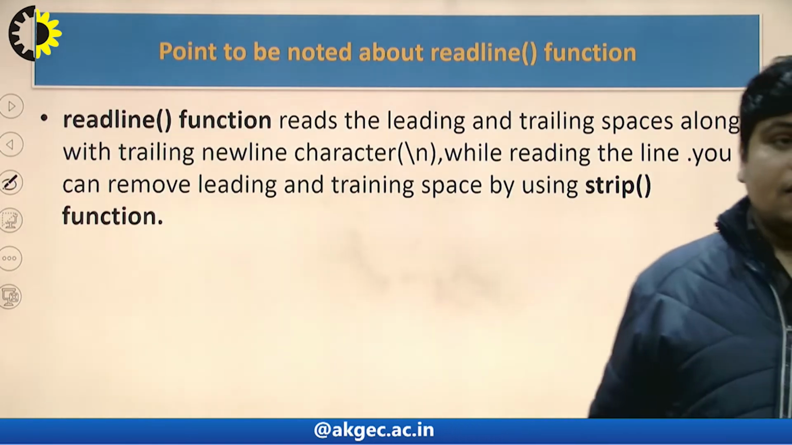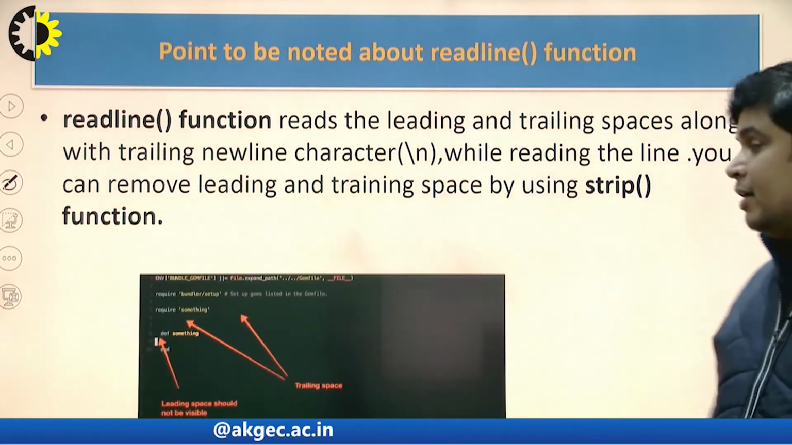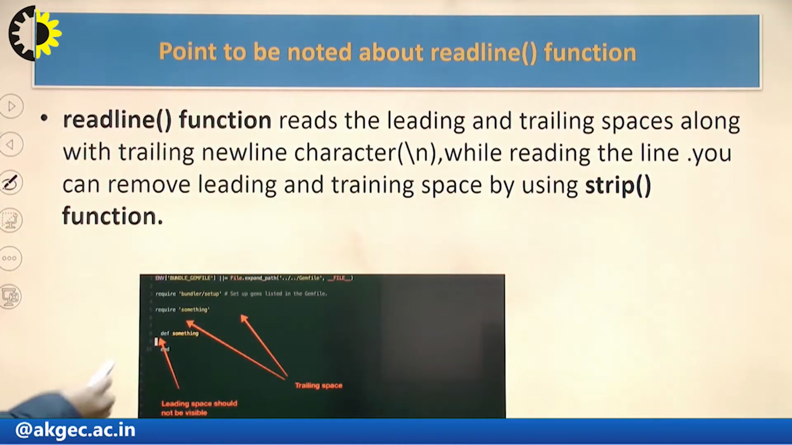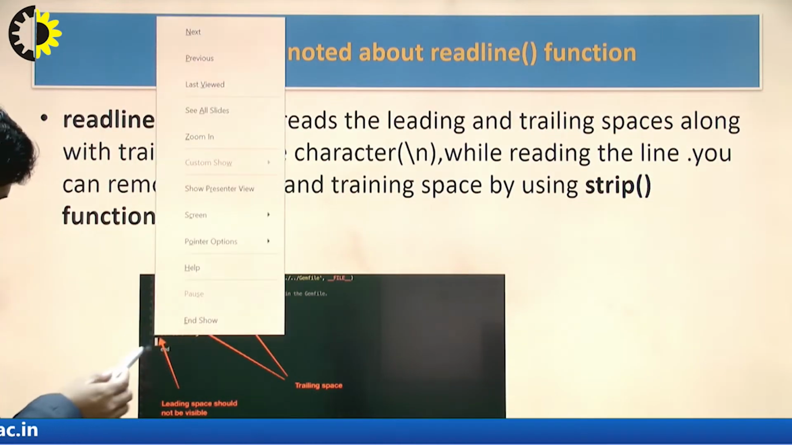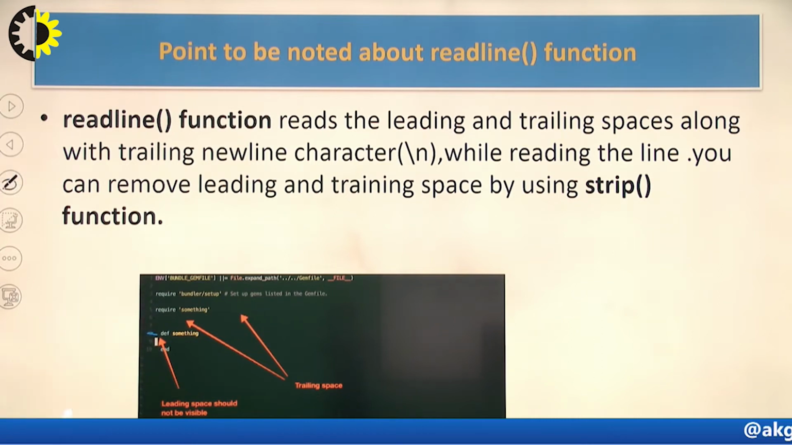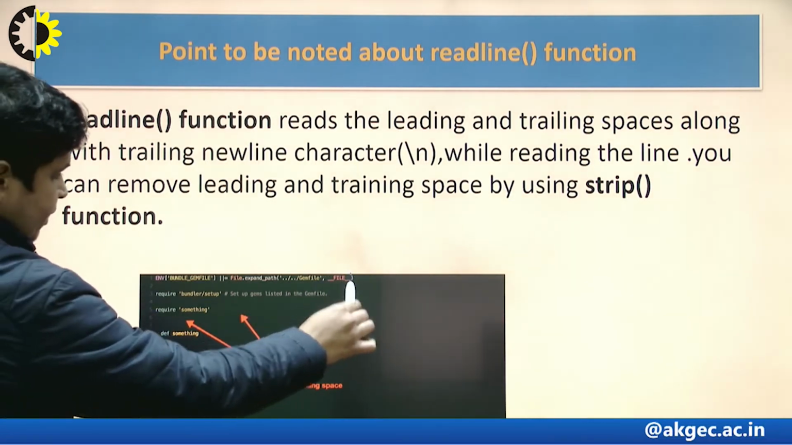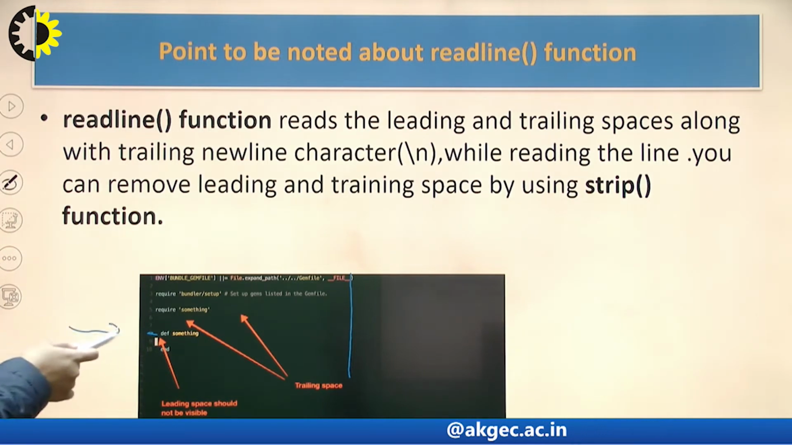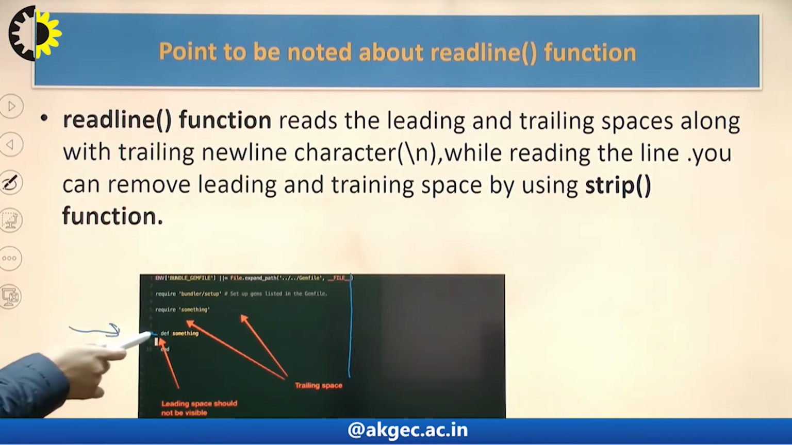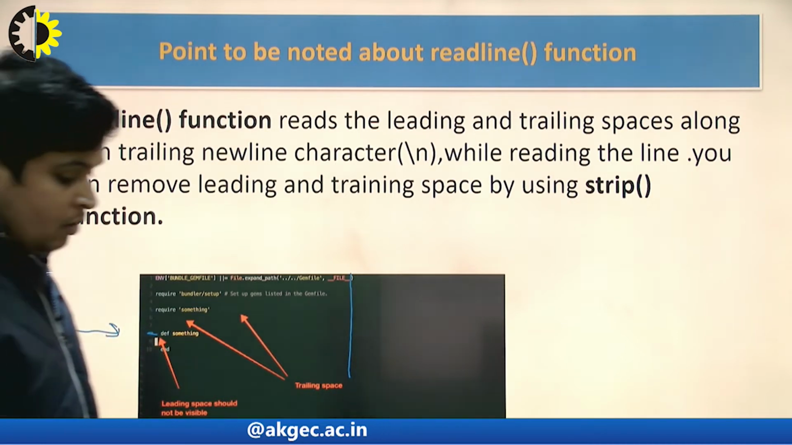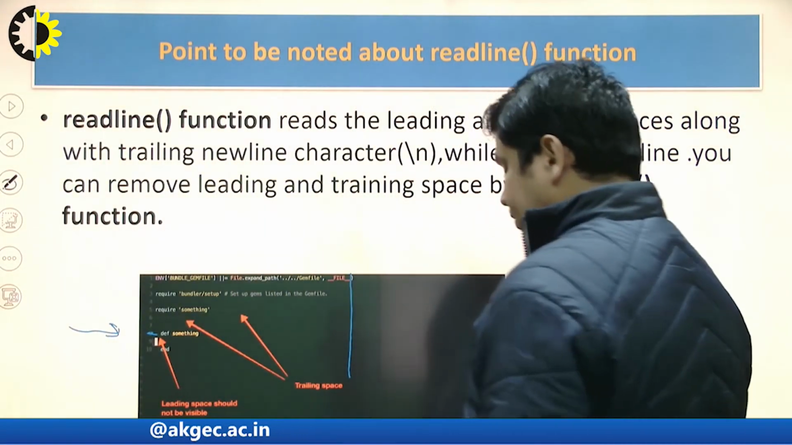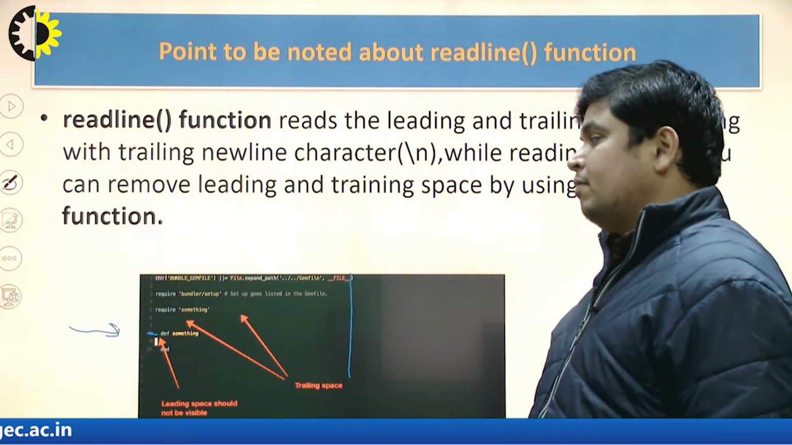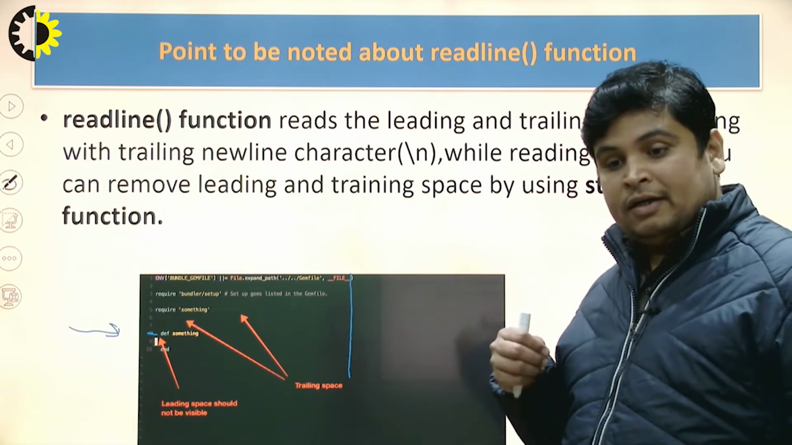But what is the leading and trailing space? You will see here, this is one file. This is the leading space, and this is the trailing space. If you want to run this line, this line will be read as a space, then def, then something. So this is the problem with the readline function: it also includes the leading and trailing space.